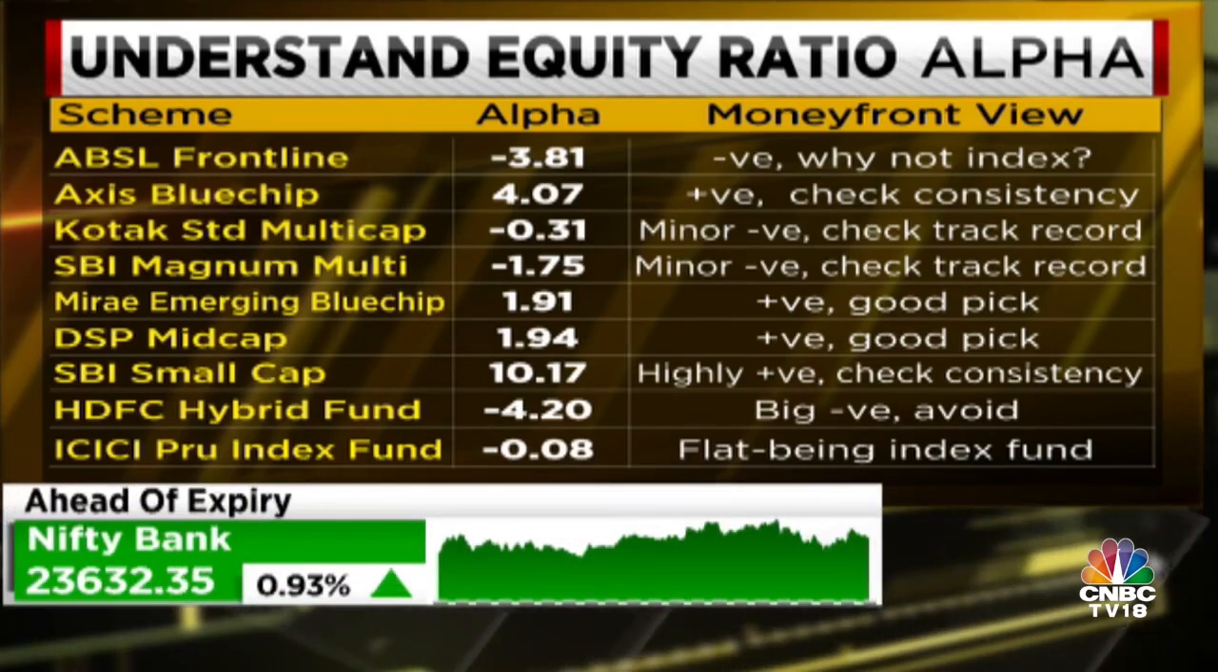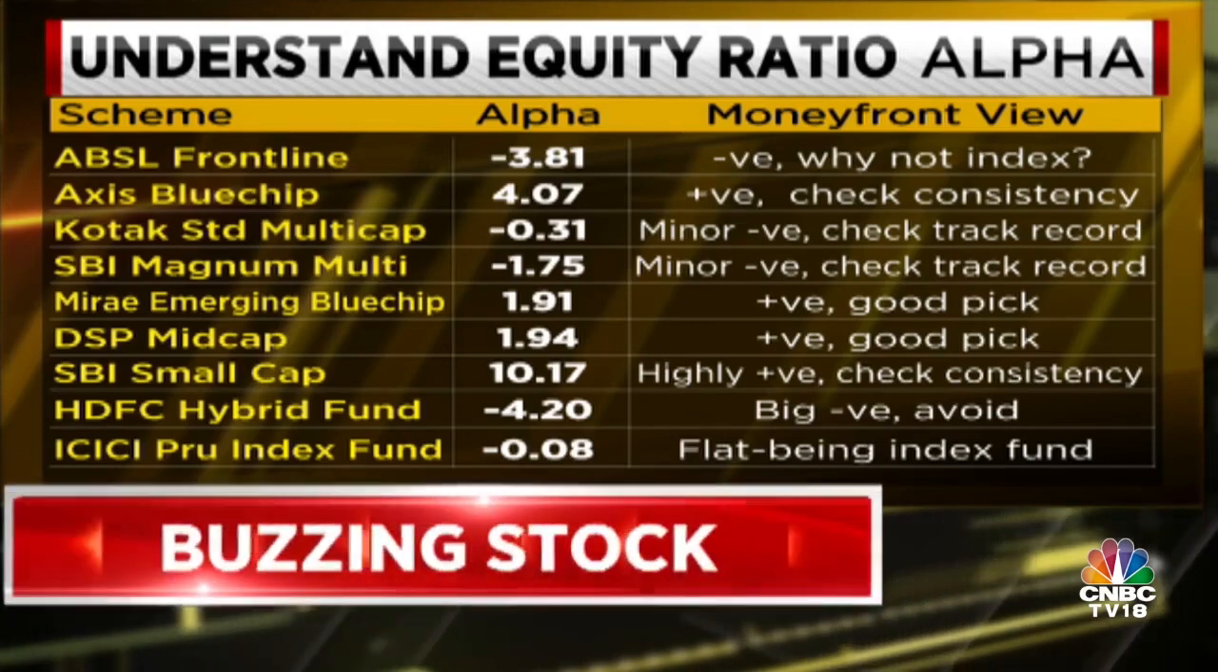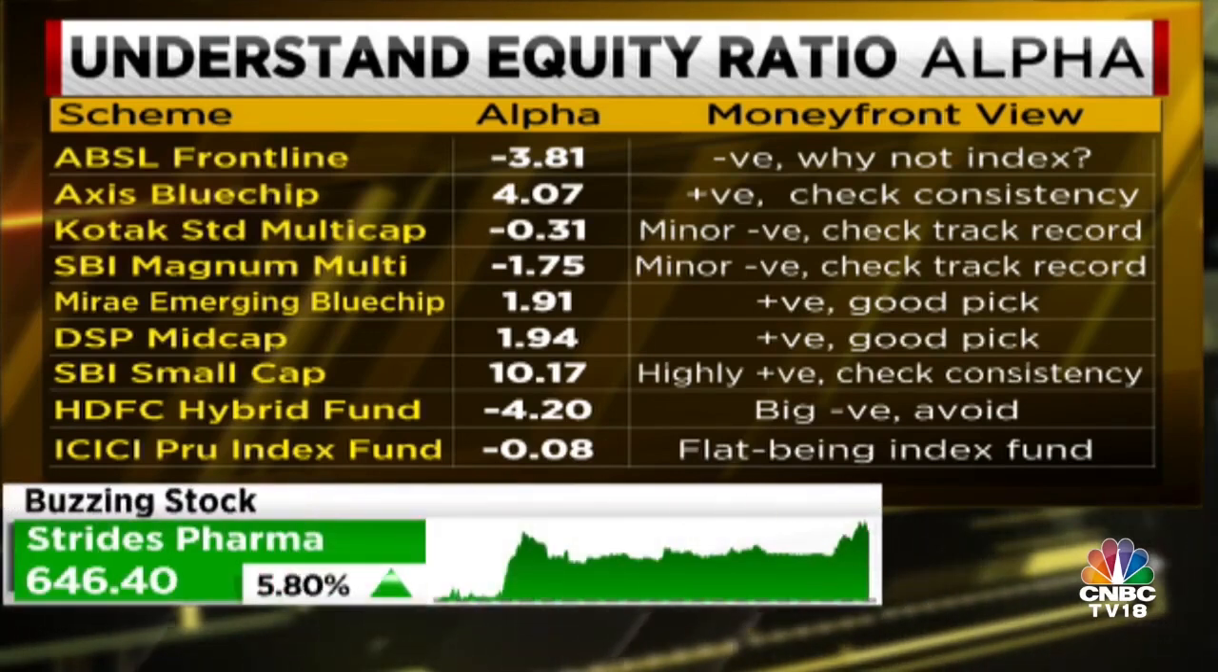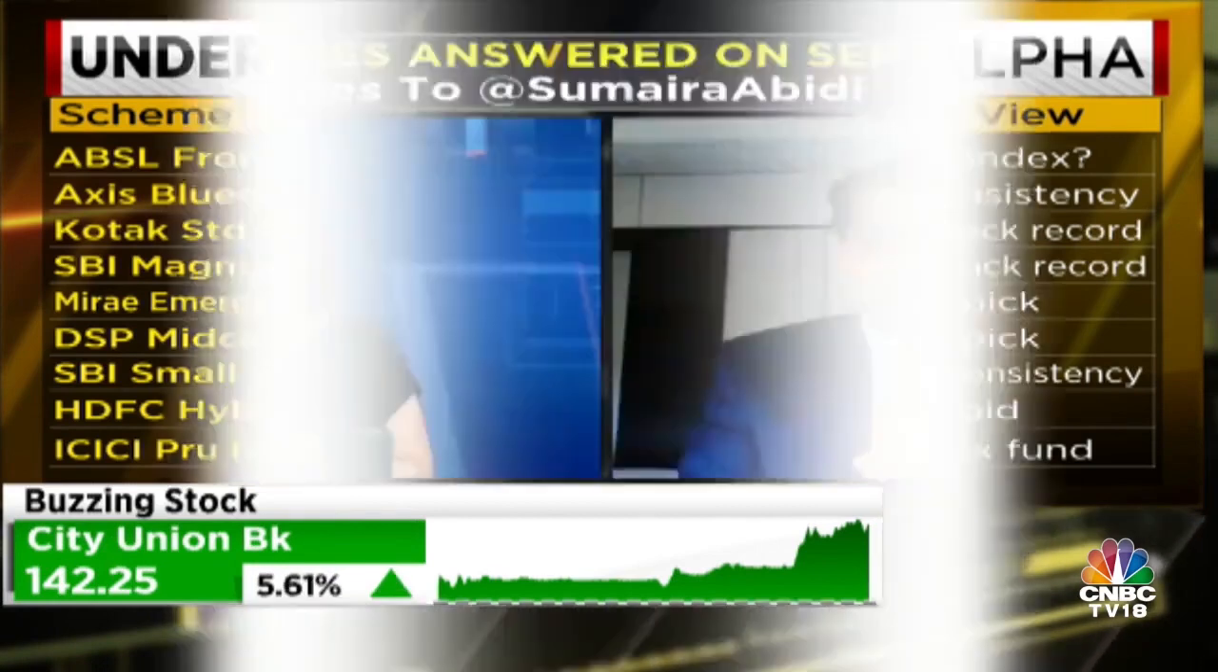So basically, if the alpha is a larger negative number, what does that mean for an investor? For example, one of the funds you've given us is the iPru index fund, which has an alpha of just minus 0.8 because it tracks the index. And if somebody has a number which is positive from there on, what does an alpha close to 4 indicate?